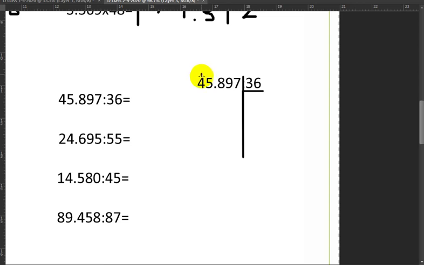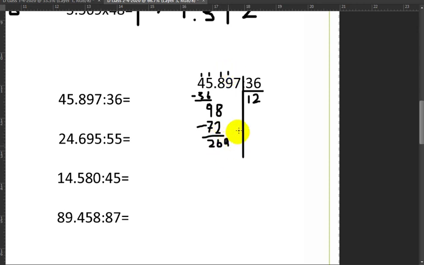Thirty-six goes into 45 once. 1 times 36 makes 36. If I do the subtraction, I'm going to get 9. Pull down the 8. 36 into 98. I want to find how many times 36 fits into 98. So I think, how many times does 4 fit into 9? That would be twice. 2 times 36 makes 72. I do the subtraction. I get 26. Is 26 less than 36? Yes. So I can continue.